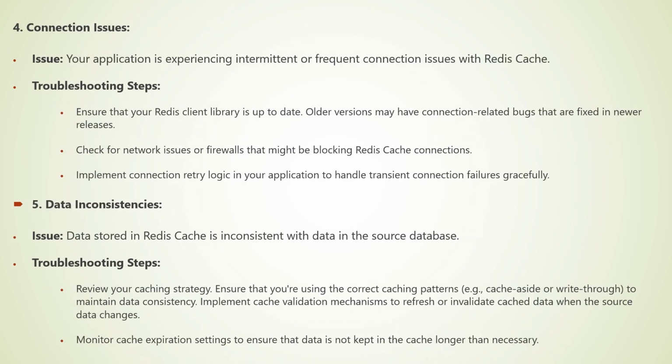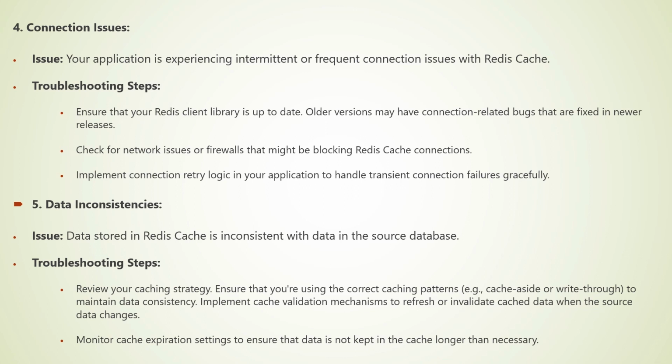4. Connection issues. Issue: your application is experiencing intermittent or frequent connection issues with Redis cache. Troubleshooting steps. Ensure that your Redis client library is up to date. Older versions may have connection-related bugs that are fixed in newer releases. Check for network issues or firewalls that might be blocking Redis cache connections. Implement connection retry logic in your application to handle transient connection failures gracefully.